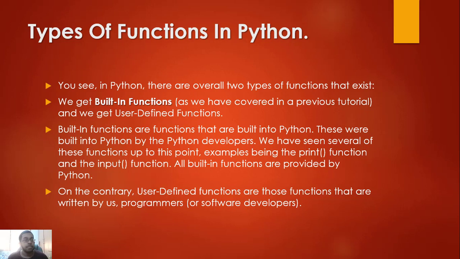Built-in functions are functions that are built into Python. These were built into Python by the Python developers. We have seen several of these functions up to this point, examples being the print function and the input function. All built-in functions are provided by Python. On the contrary, user-defined functions are those functions that are written by us, programmers or software developers.